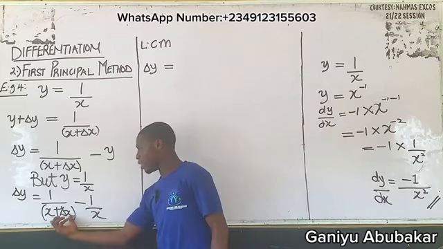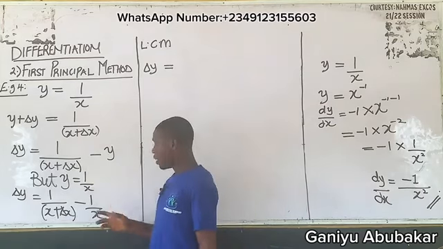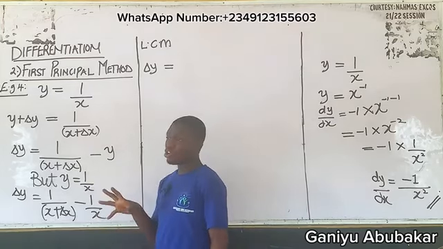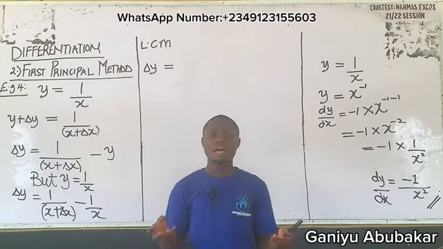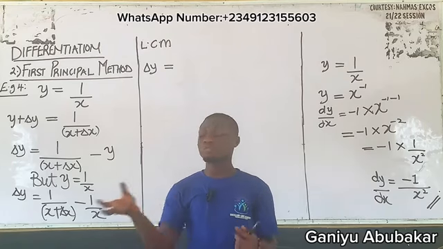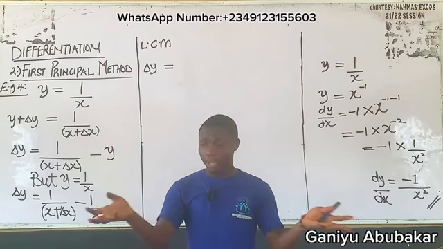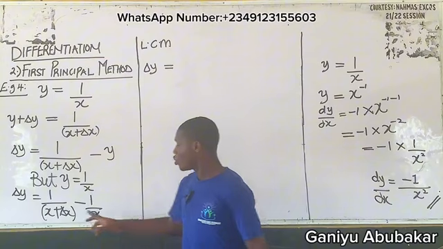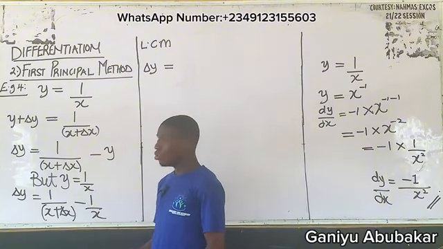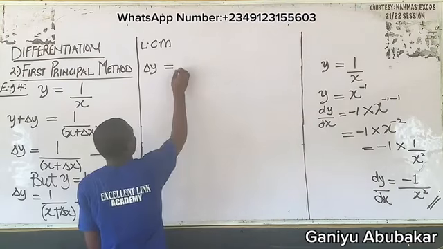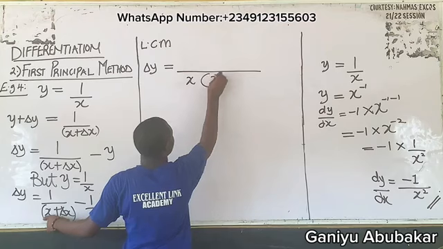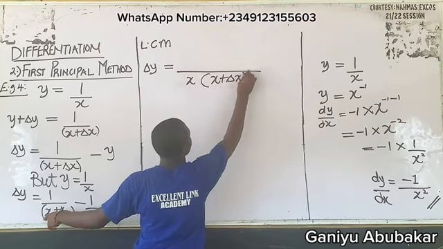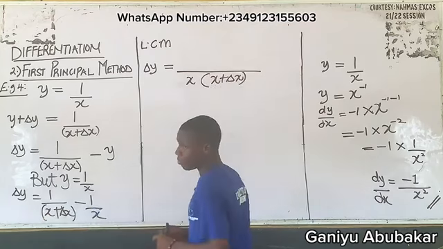So this term here is assumed as something else. If you're looking for the LCM of two uncommon terms, the two terms become the LCM. So these two are not the same, are not common. So the two becomes the LCM. So I'd rather start with x first. My LCM becomes x into what? x plus change in x. This becomes your LCM.